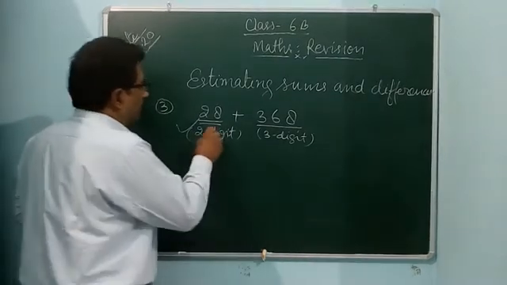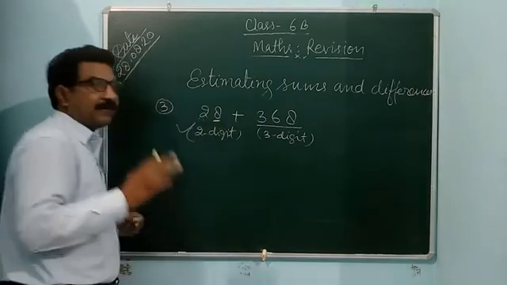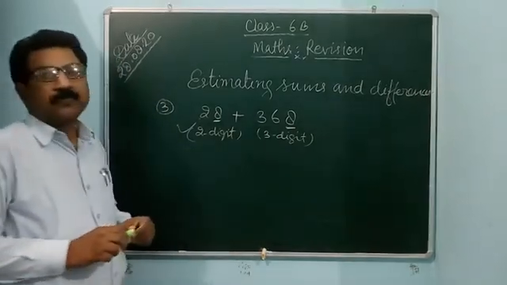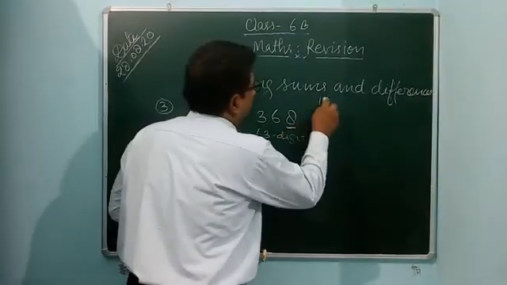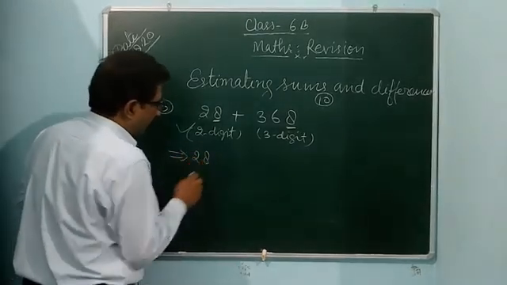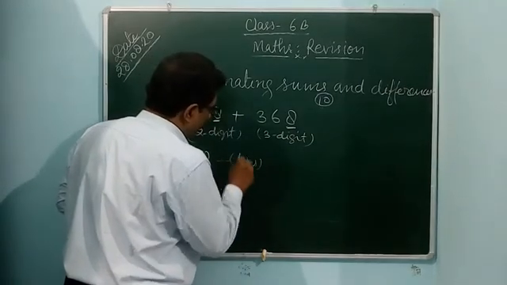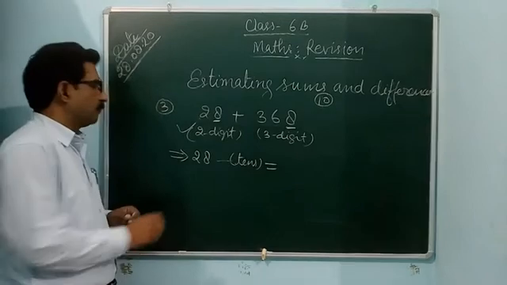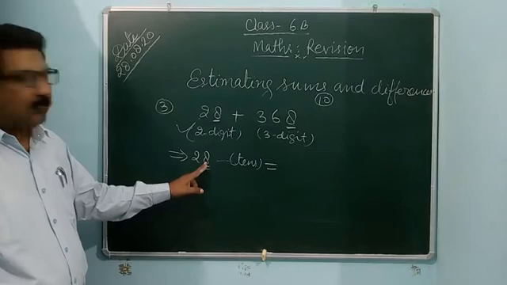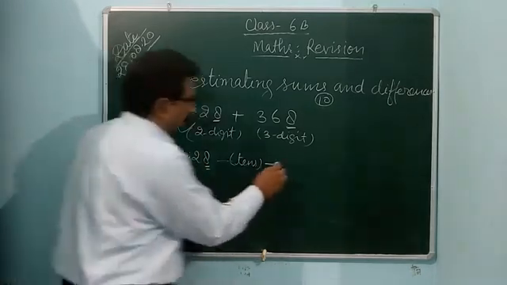So you take the lesser one, you take only 8, means the ones place. You take only this 8, the ones place. So tens, as you take round of tens. So 28, taking round of tens, it will be: 8 is more than 5. So it will complete the next number as 2 plus 1 is 3 and 0, 30.